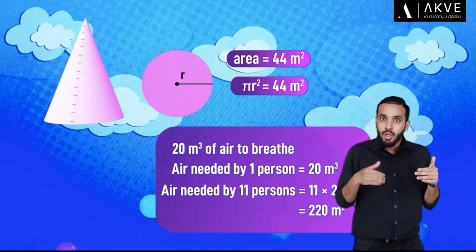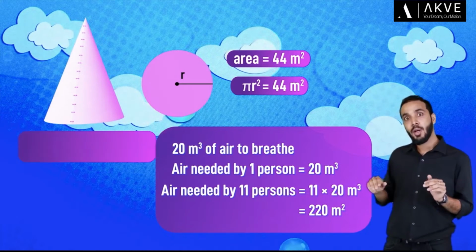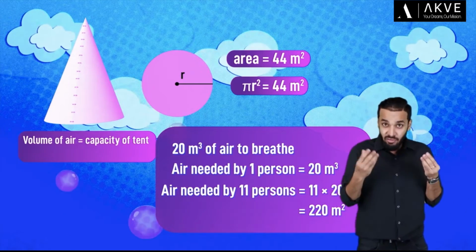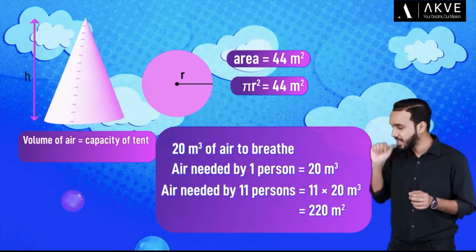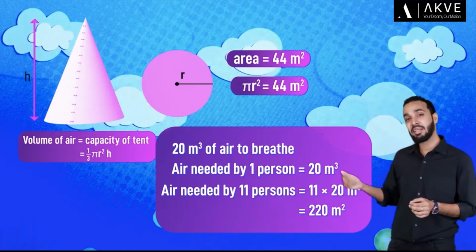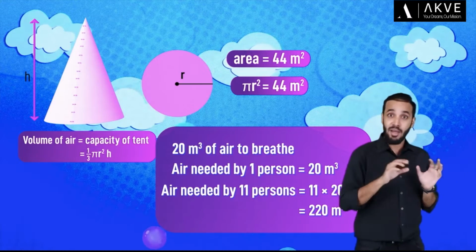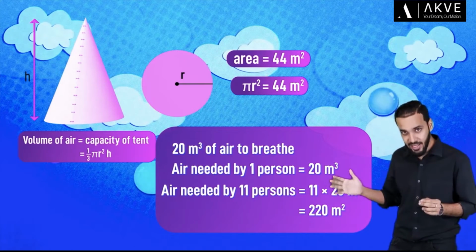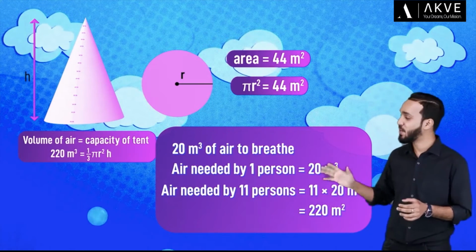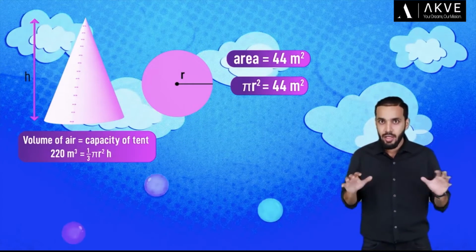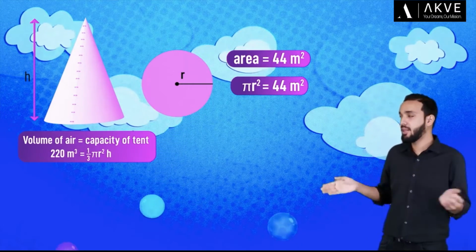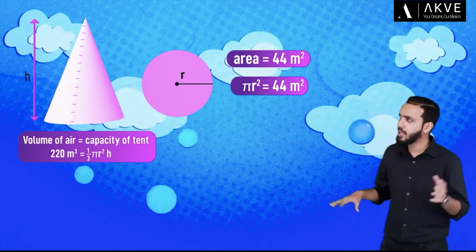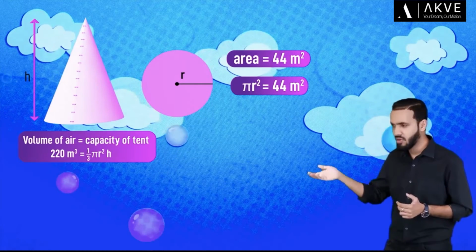Now, don't you think this volume of air would be the same as the capacity of the tent? Of course it would. So, if we take the height of the conical tent as h, its capacity would be 1 by 3 pi r squared h, which implies that the minimum value of 1 by 3 pi r squared h is 220 cubic meters. Now, the question essentially asks us to find the height of the cone, right? Which we took as h. So, how do we find the value of h using these pieces of information?